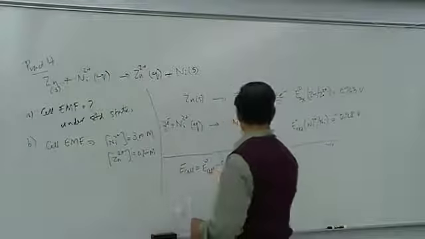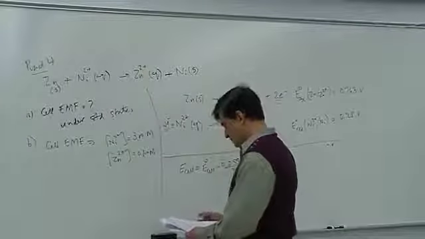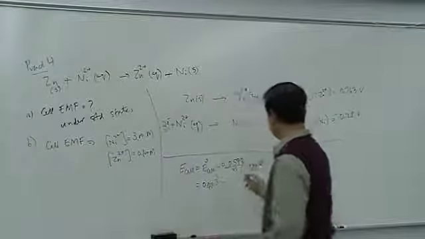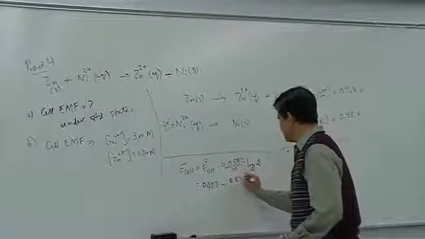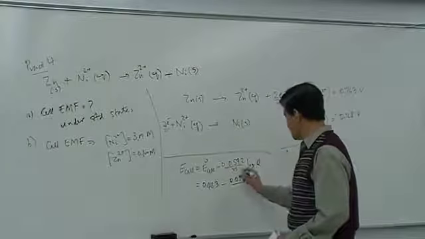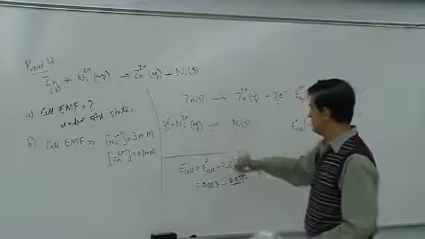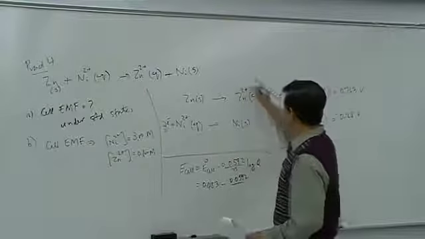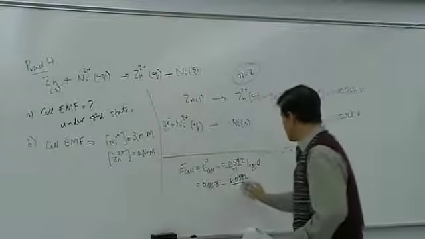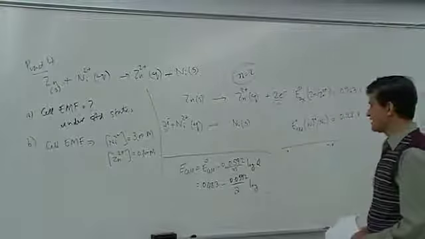Now E0 cell, we already calculated that. I think I erased that. So I'm just going to copy that number here, 0.483. So this is 0.483 minus 0.0592. You can write down this expression as long as temperature is 298 Kelvin. And n value is how many moles of electrons being transferred from one half cell to the other cell. Transfer of 2 moles of electrons had happened. So n equals 2. So this is 2. Log of Q, the product values on the top, reactant values on the bottom.